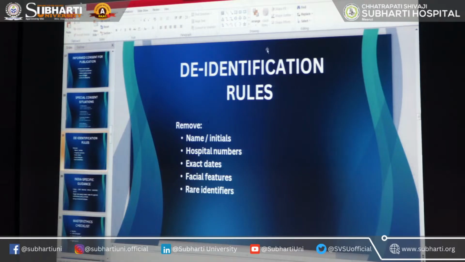Now, these are a few de-identification rules. First and foremost, we have to remove the name and the initials of the patient. Hospital numbers, we have unique hospital IDs. Okay, we have to remove that from our case series. Exact dates, facial features of the patient, and rare identifiers. Rare identifier means any birthmarks.